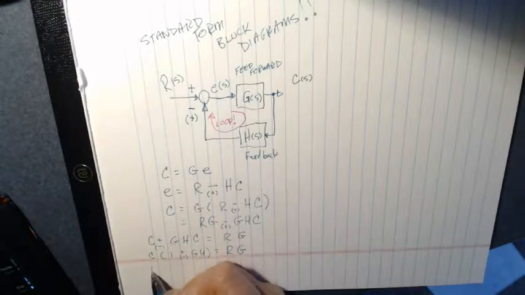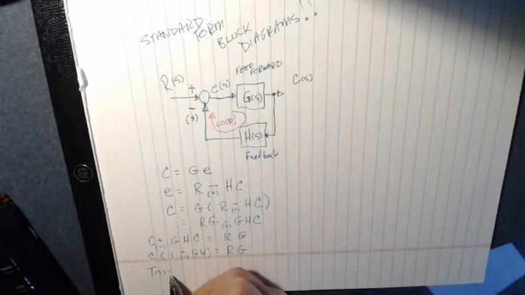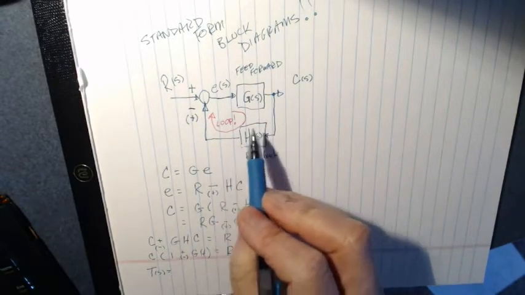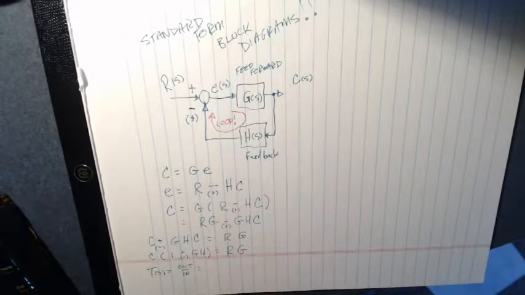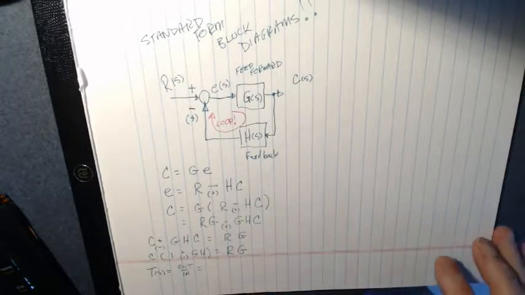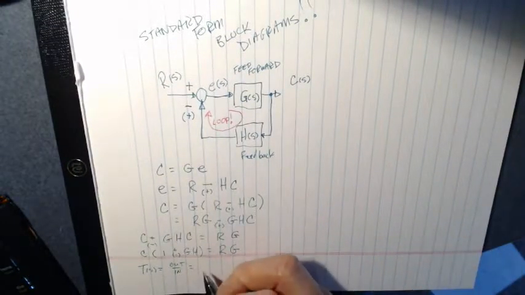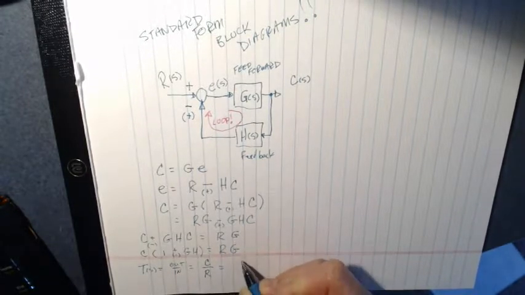Now, almost always what we're looking for is the transfer function, T of S. So the equivalent transfer function just for this loop, T of S, is equal to the output over the input. That's always the case with the transfer function, output over input. The output is going to be C, and the input is going to be R, and that's going to be G over 1 plus or minus GH.